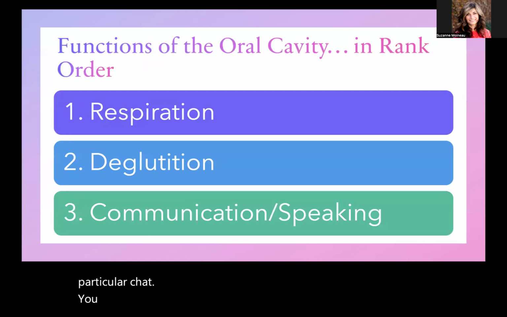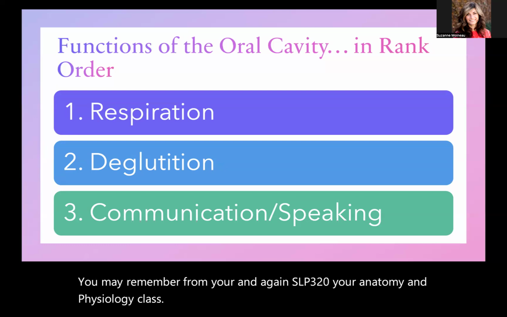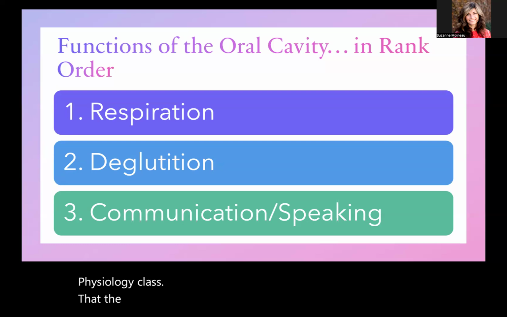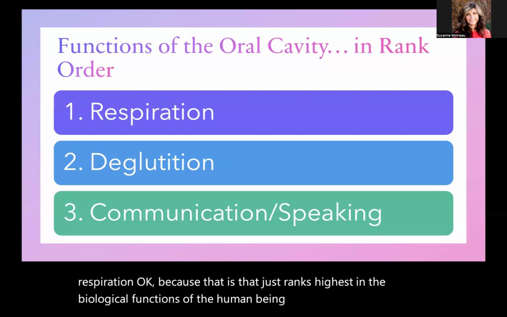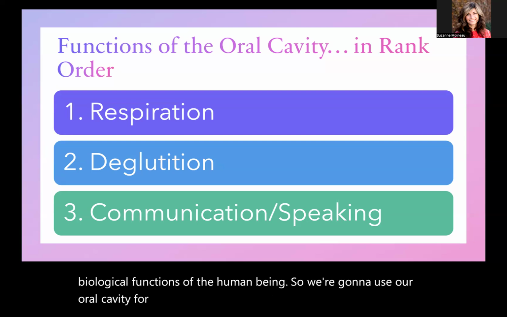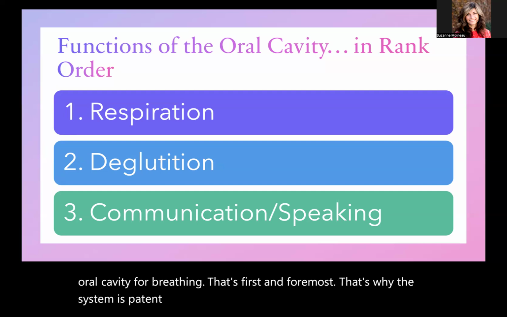You may remember from your, and again, SLP 320, your anatomy and physiology class, that the function of the oral cavity in rank order, its number one function is respiration, okay? Because that just ranks highest in the biological functions of the human being. So we're going to use our oral cavity for breathing. That's first and foremost. That's why the system is patent or open. Okay, so the system's going to be open so that we can breathe.